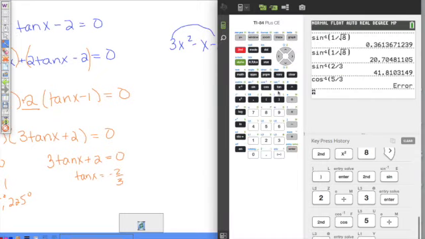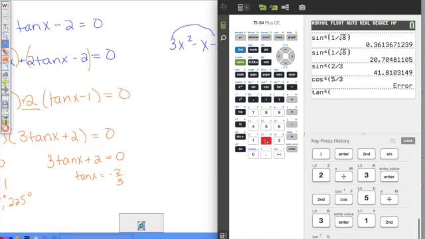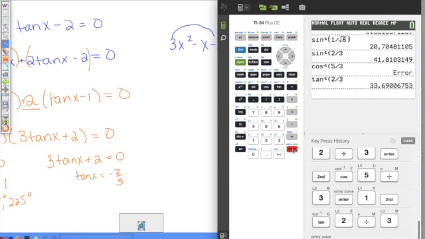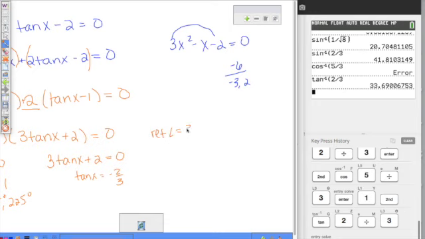So second tan, and you guys know I just like to see the reference angle. So I'm going to do positive 2/3 and then just figure out what quadrant I need to be in. So that's 33.69. So my reference angle is 33.69. So if tangent's negative, I need to be in quadrants 2 and 4. So I'm going to do 180 minus 33.69 and 360 minus 33.69. That's going to give me my answers in quadrants 2 and 4.